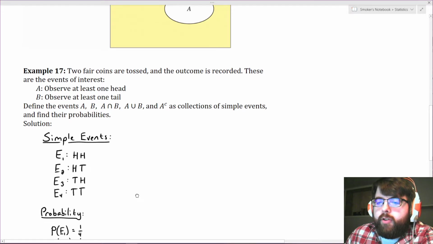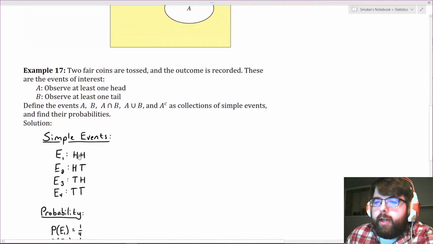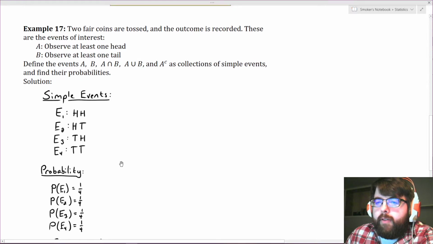First of all, I'm going to do the probability of each of these. The probability of each of these will be 1/4, because there are 4 events total and all of them are equally likely. So we take the total number of events and do 1 over that to find the probability of each event.